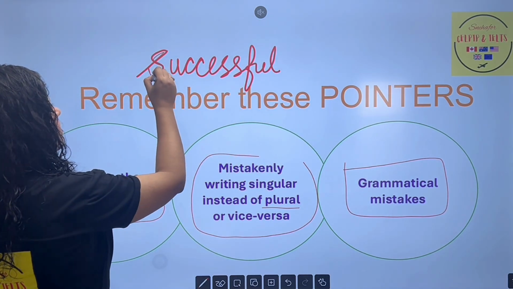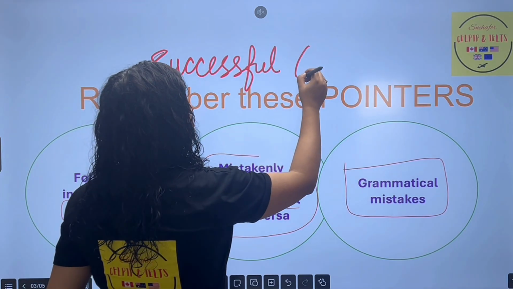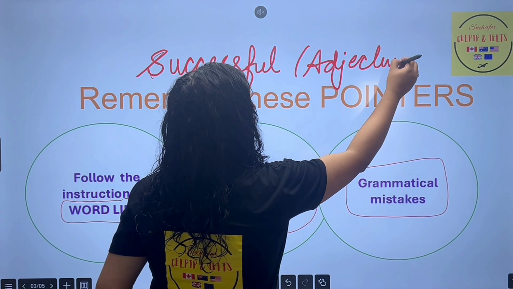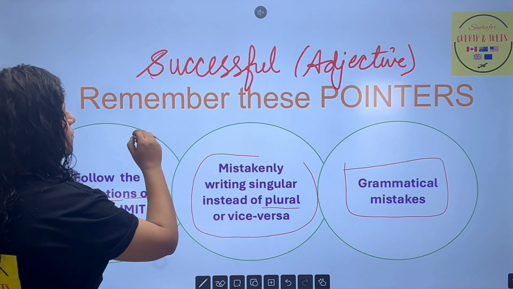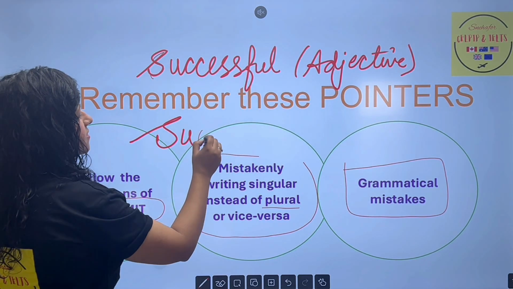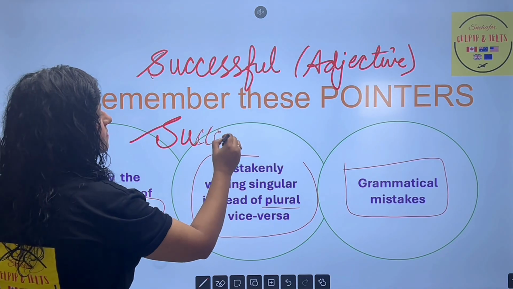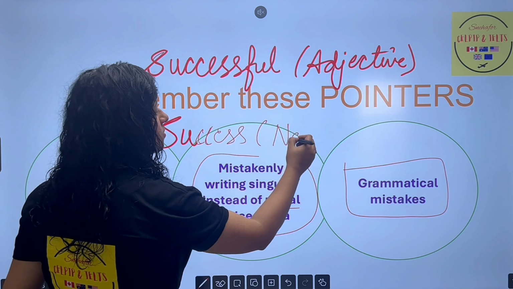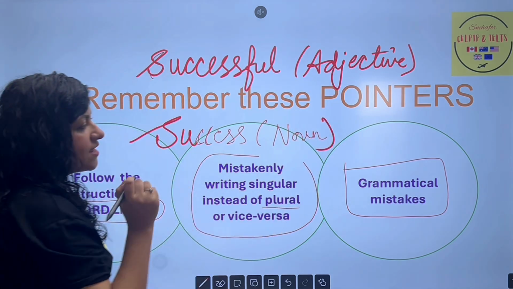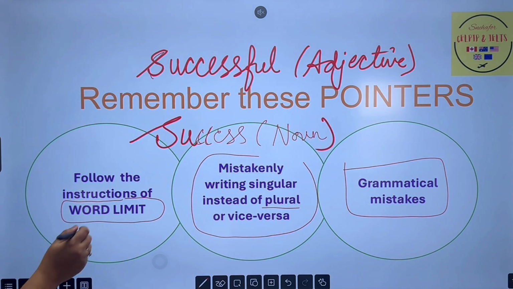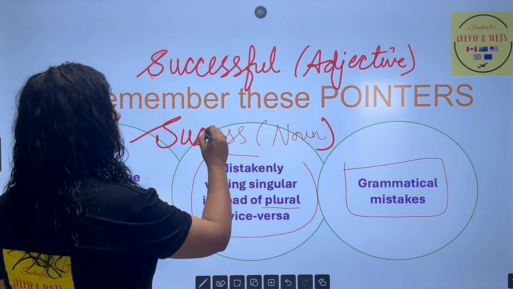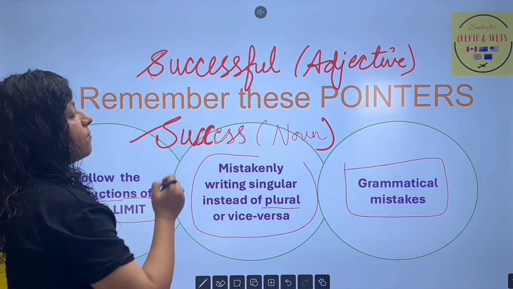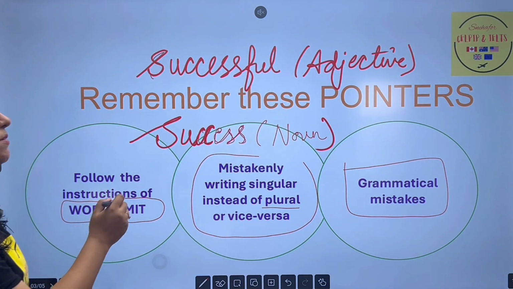So we know in English, successful is an adjective, right? It's an adjective. And instead, you wrote your answer success. It's a noun in English. So it's again going to be marked wrong. Why? Because there had to be an adjective and you wrote its noun form instead. So it's going to be marked wrong.